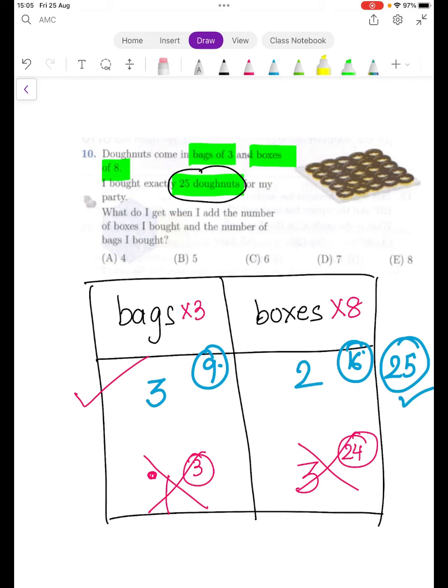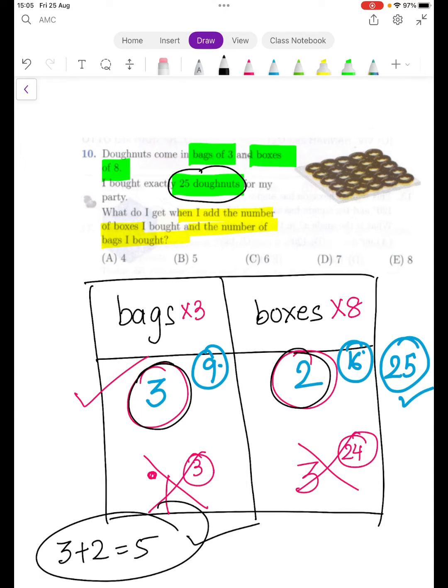Let's see the question which they asked us. What do I get when I add the number of boxes I bought and the number of bags I bought? So you need to add these 2 numbers, 3 and 2, and that is 5. And this is our answer, B. B is our answer. All right, so this is the end of section 1.